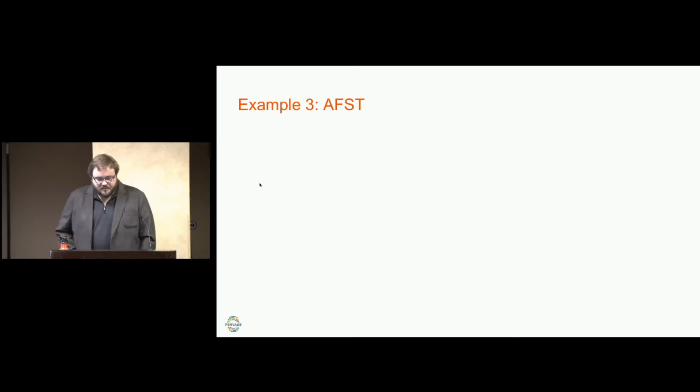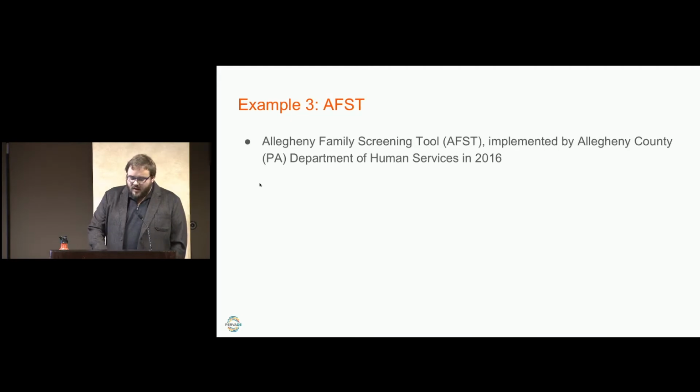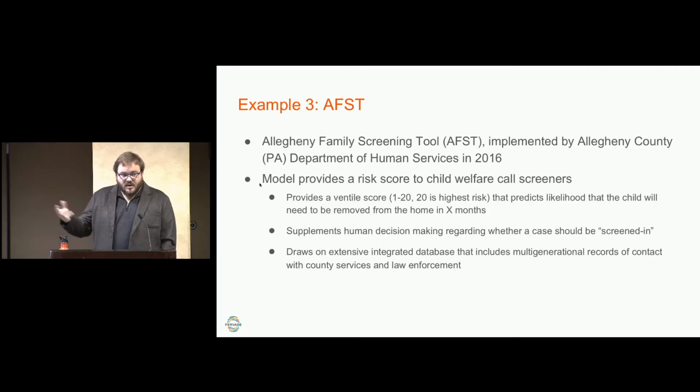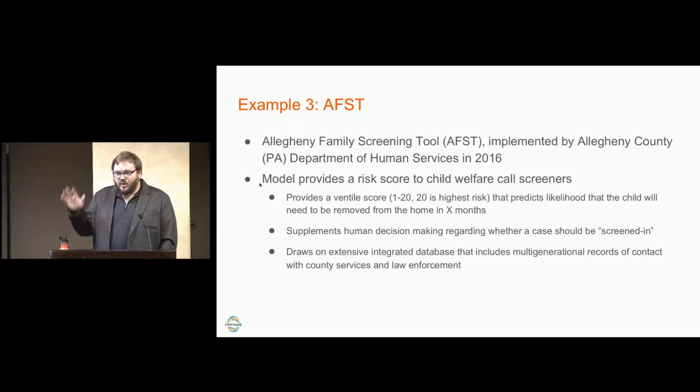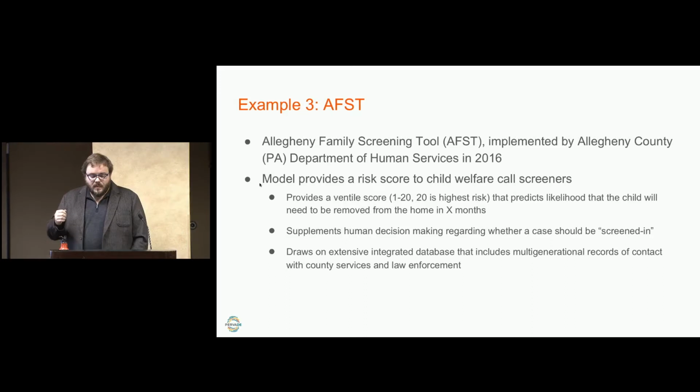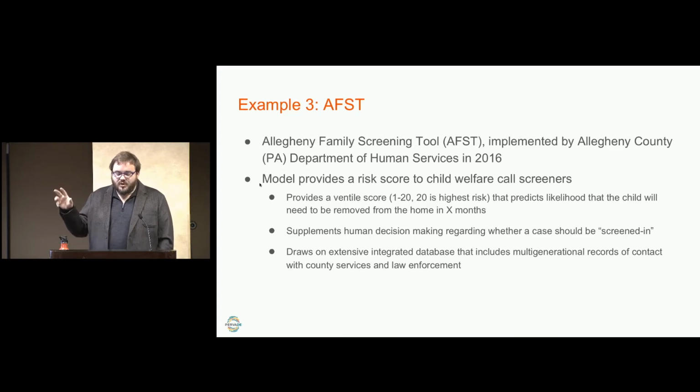Okay, I think I still have time to cover this. So the Allegheny Family Screening Tool, or the AFST, implemented by the Allegheny County, Pennsylvania Department of Human Services in 2016. What this does, I mean, it's probably familiar to many of you from some of the FAT literature, which we'll discuss. So this is a model that provides a predictive risk score when a call comes into a child welfare call screener. It provides a score 1 to 20, so in ventiles, that predicts the likelihood the child will need to be removed from the home in X months based on something like 185 variables in the data set.